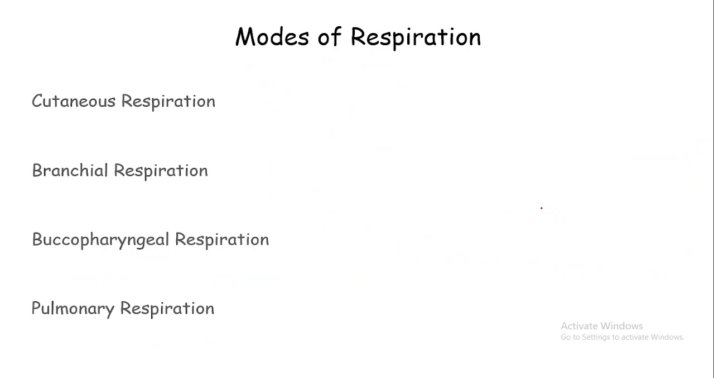Alright, yeah. Next part is modes of respiration. What are the different modes of respiration we see? We see that there is cutaneous type of respiration. Cutaneous means the term refers to skin. Alright, respiration through skin. We see this in not very highly or advanced developed organisms. We find this type of respiration in some annelids like the earthworm.